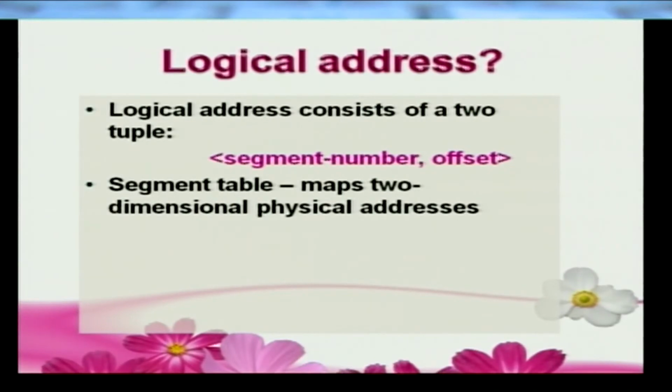Now, what is the definition of a logical address in segmentation? In segmentation, it is similar to the paging scheme. The logical address again consists of two tuples. The first tuple is the segment number. Remember, there we referred to it as the page number, and the second tuple is, as usual, the offset. There we referred to it as displacement. Only the name differs. Here the segment number and offset form a pair, which is mapped to the physical address. Where will the segment number and offset be available? In a table called the segment table.